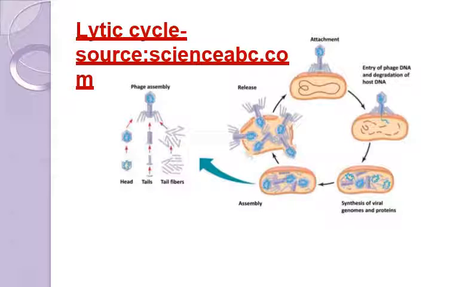Ultimately, the heads and sheaths are assembled separately and the new genetic material, like new daughter phage particles, are constructed. During this process, the host cells gradually become weakened by phage enzymes and eventually burst, releasing on average 100 to 200 new phage progeny into the surrounding environment.